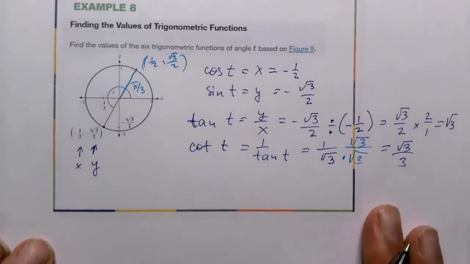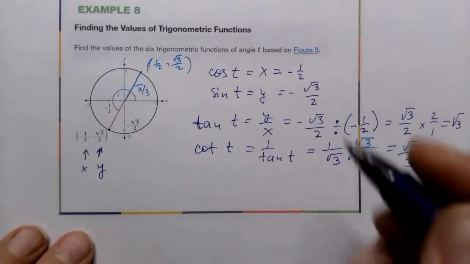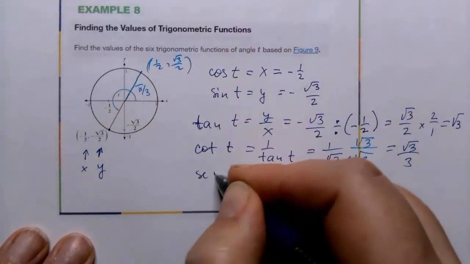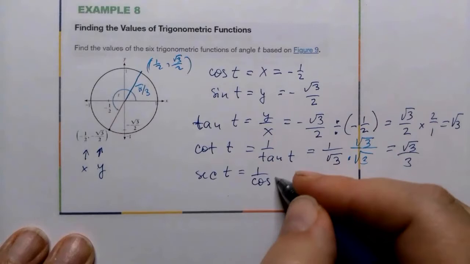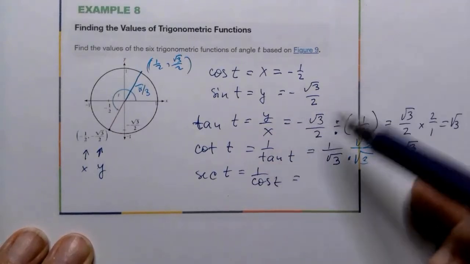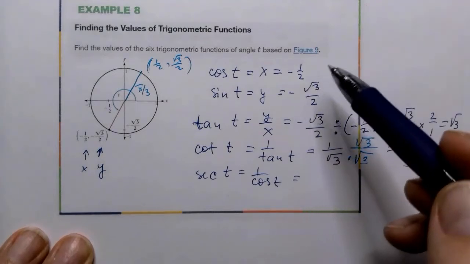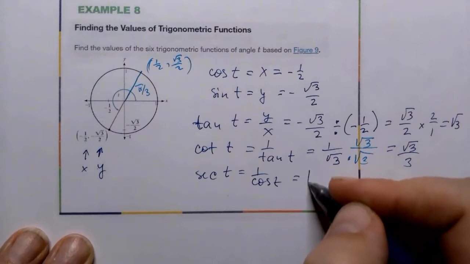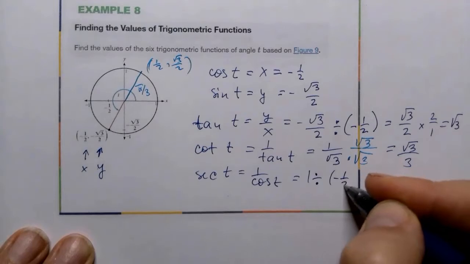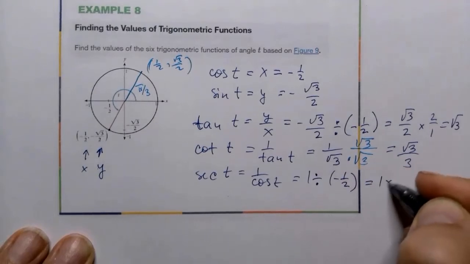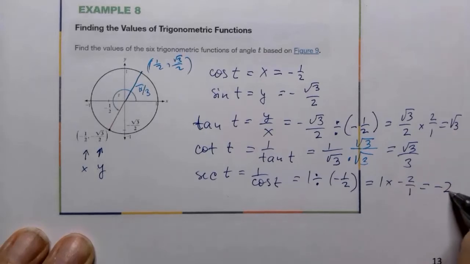And the last two functions out of 6 will be secant, which is 1/cosine. So basically 1/ means we just flip it, but how does that happen? So we have 1 divided by negative 1/2. And again, when we divide, we just flip the fraction. So negative 2/1. So the result is negative 2.